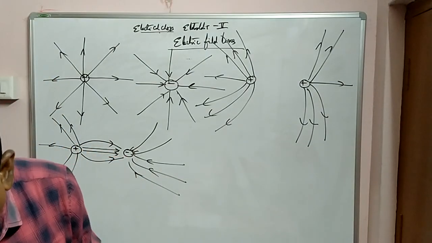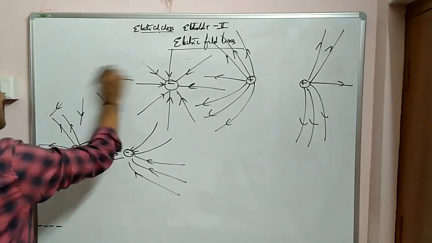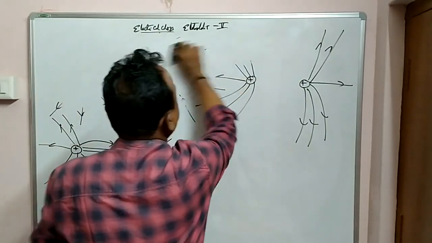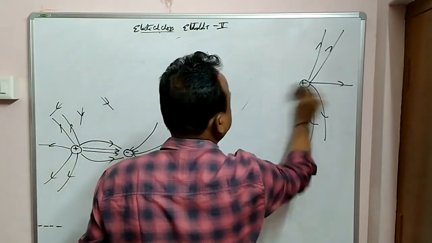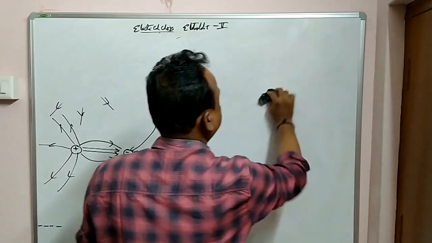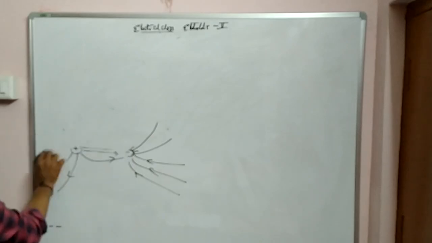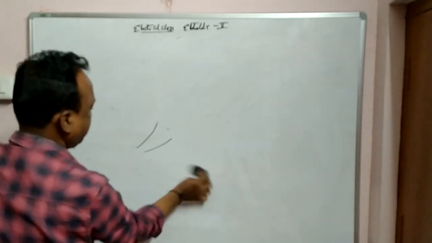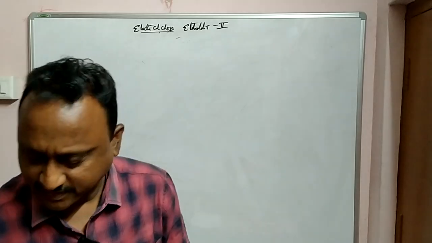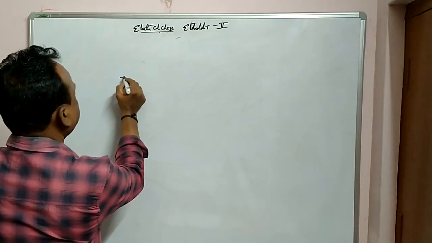Okay, in the same way you can take the last version, two negative charges. So these are the electric field lines for isolated positive, isolated negative, positive-positive, and positive-negative charges. Now in the last case, if you take two negative charges, what happens we'll see. Two negative charges.